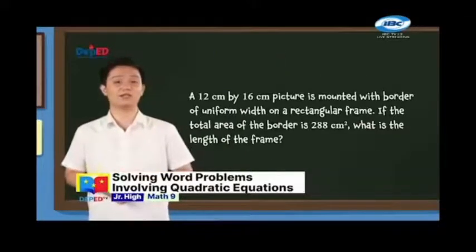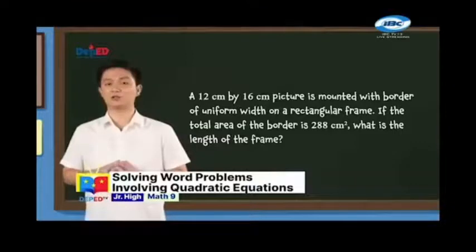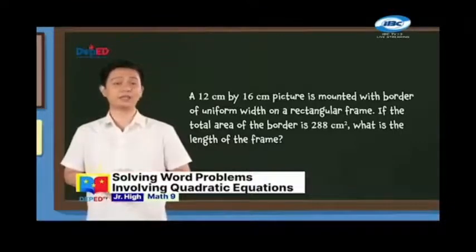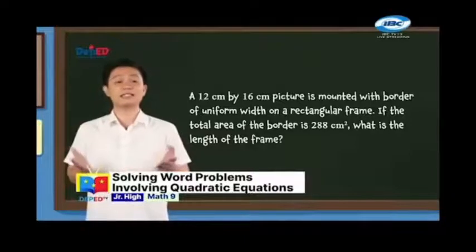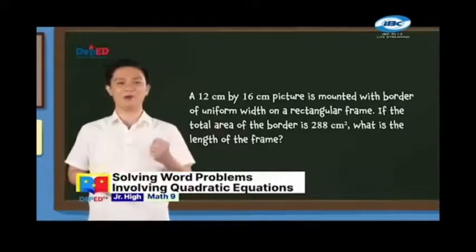A 12 cm by 16 cm picture is mounted with a border of uniform width on a rectangular frame. If the total area of the border is 288 square centimeters, what is the length of the frame? For 30 seconds, go!